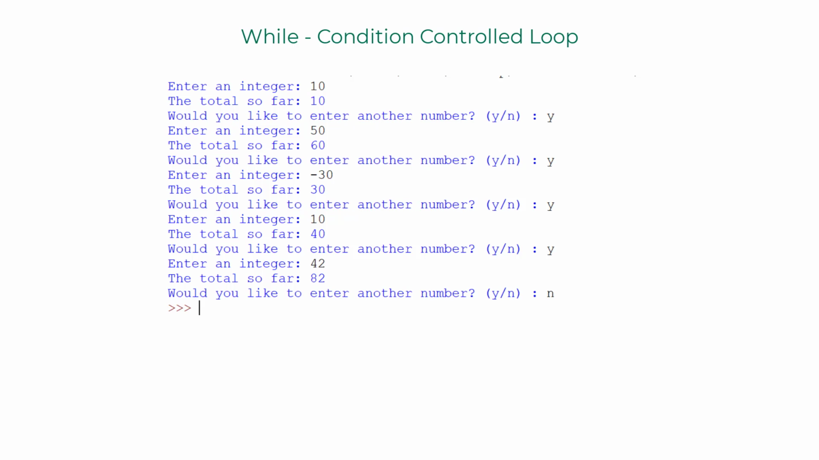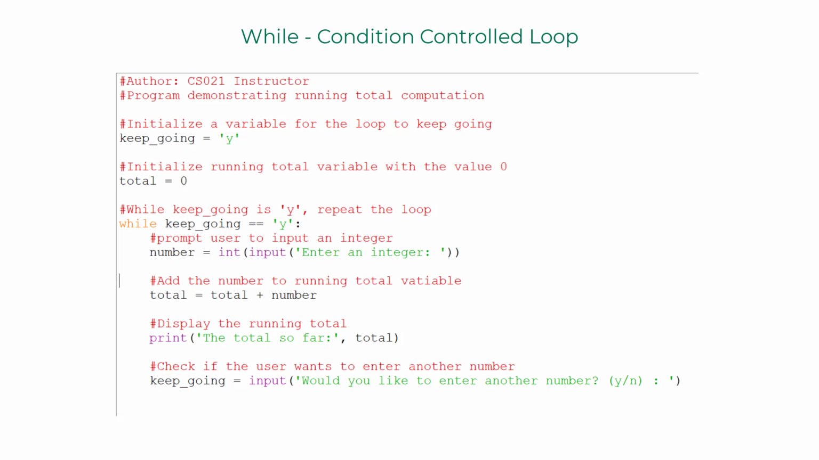Now let us examine the code of this program in depth. To keep the loop going, we can have a variable named keep_going assigned with character Y. I'm also creating a variable total and assigning it with 0. The condition to be satisfied for entering the while loop is that keep_going variable should be the character Y.